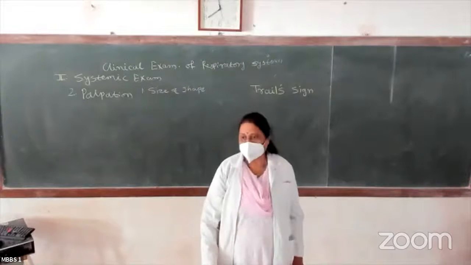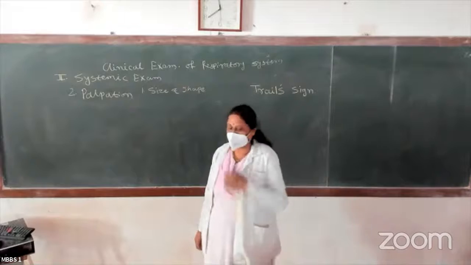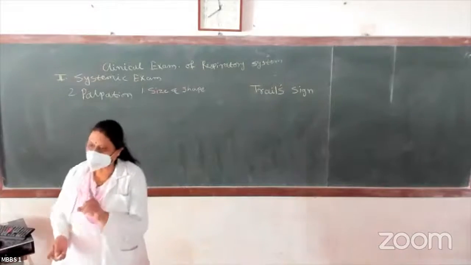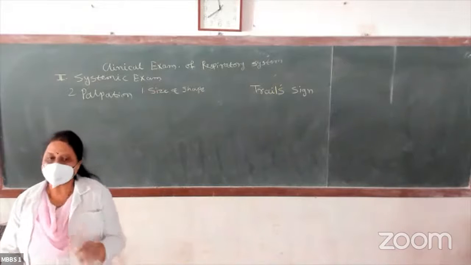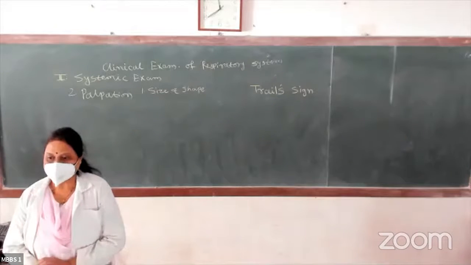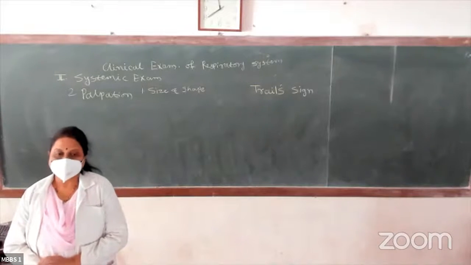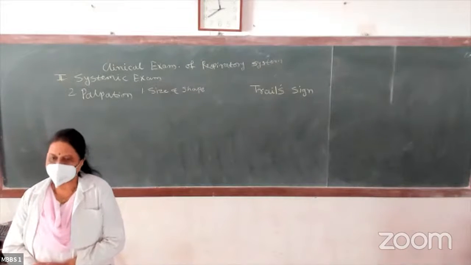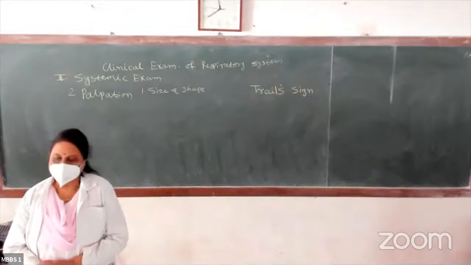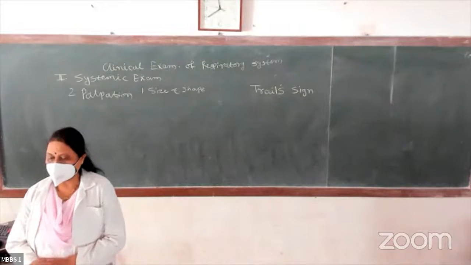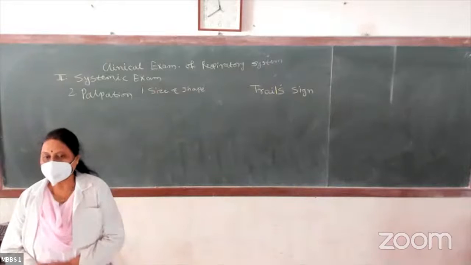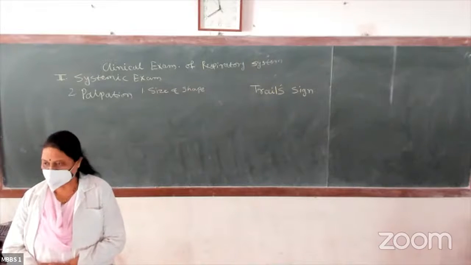Pulse respiration ratio. For the pulse respiration ratio, count the pulse rate for one minute. What is the normal pulse rate? 60 to 90 beats per minute. Always take your answers in the range. If less than 60 beats, it is called bradycardia. More than 90 beats, it is called tachycardia.